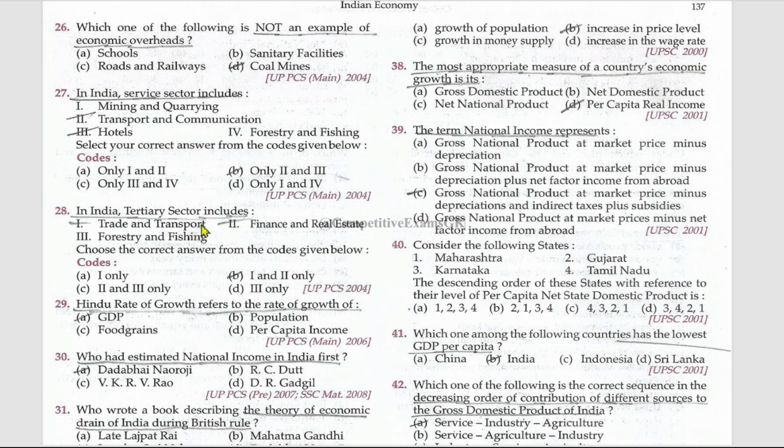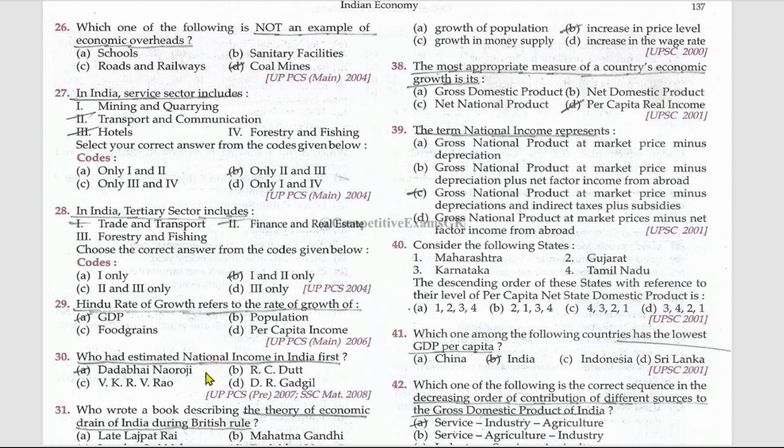In India, the tertiary sector includes trade and transport, finance and real estate. Under which sector do forestry and fishing come, and under which sector do mining and quarrying and forestry and fishing come? Mention those in the comments. Hindu rate of growth refers to the rate of growth of gross domestic product.